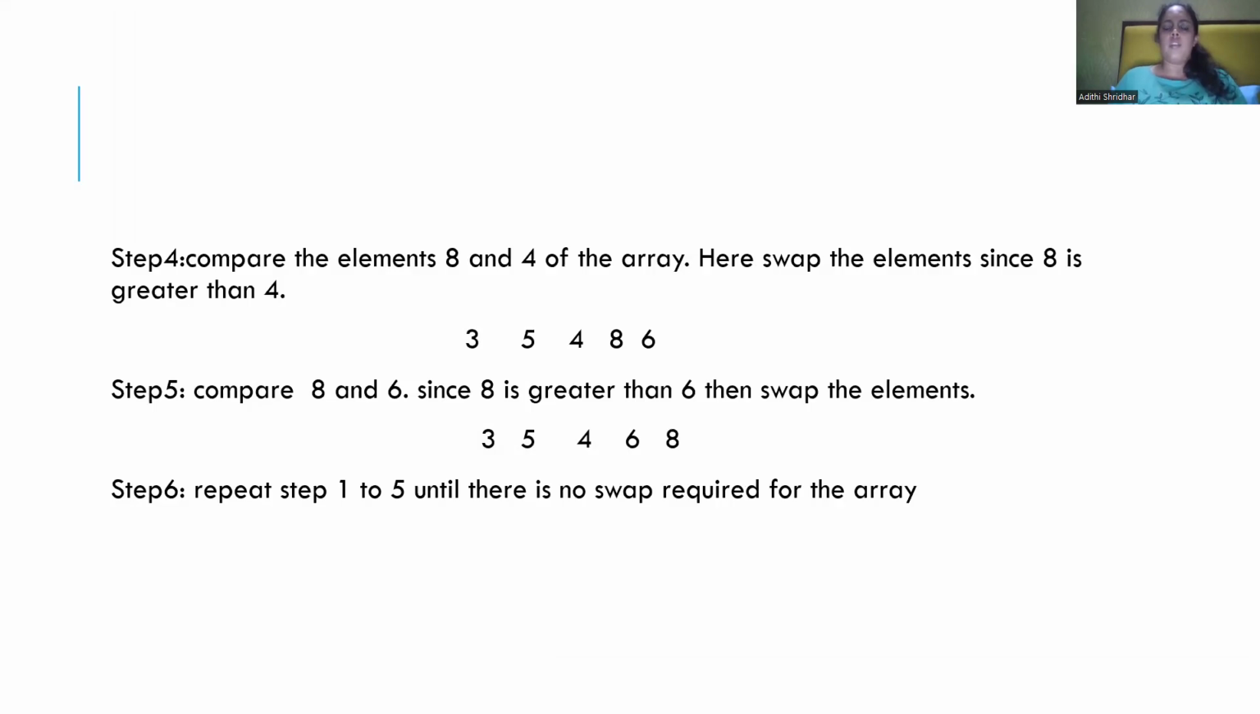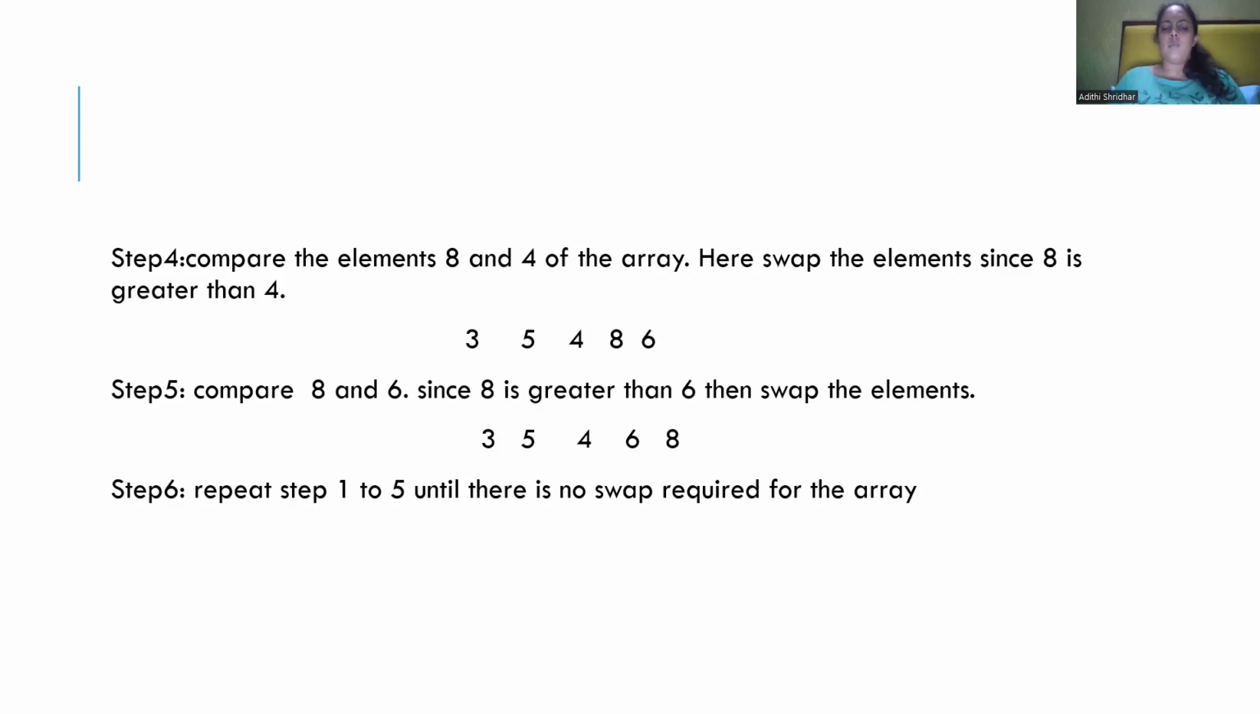The next step is you need to compare the elements 8 and 4 of the array. Here you need to swap the elements since 8 is greater than 4. So you would get the array of elements as 3, 5, 4, 8, 6. The next step is to compare the elements 8 and 6. Since 8 is greater than 6, then swap the elements. So therefore, the order would be 3, 5, 4, 6, 8.